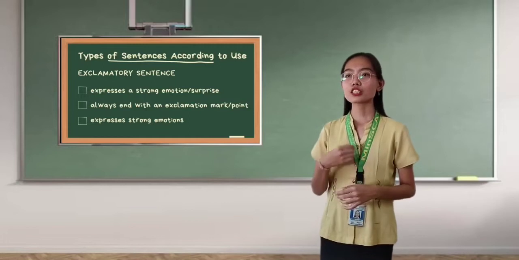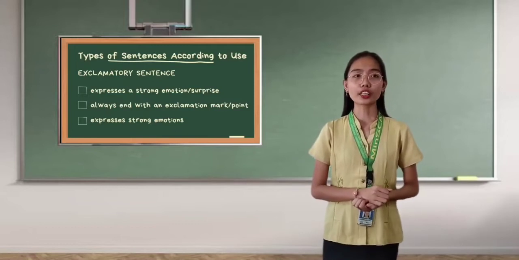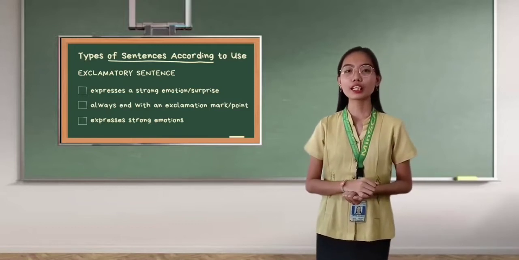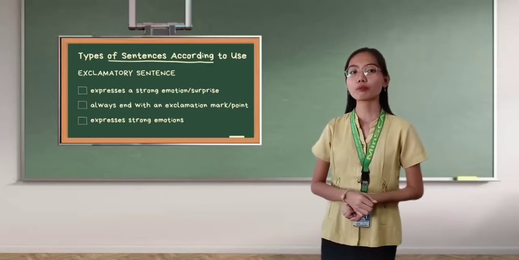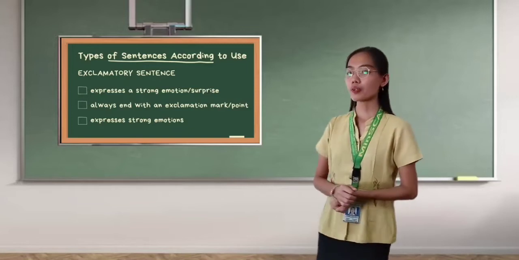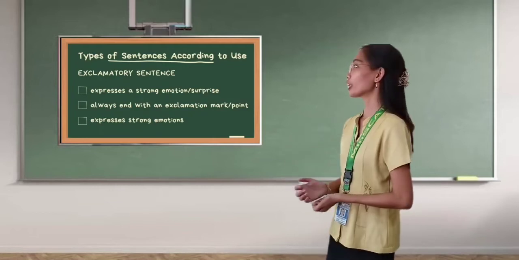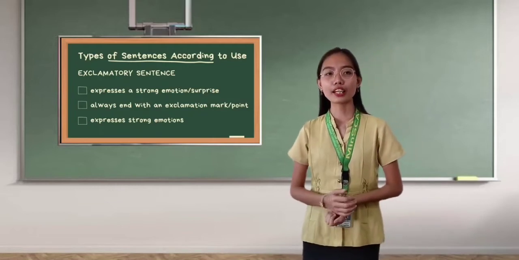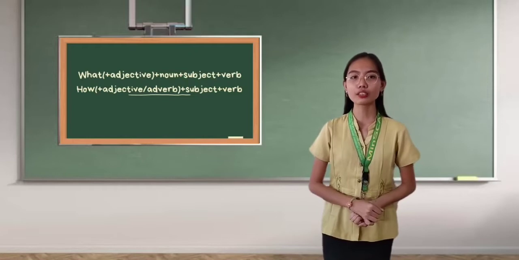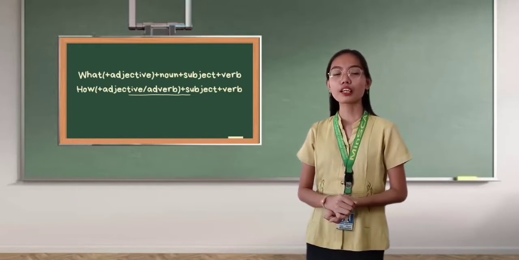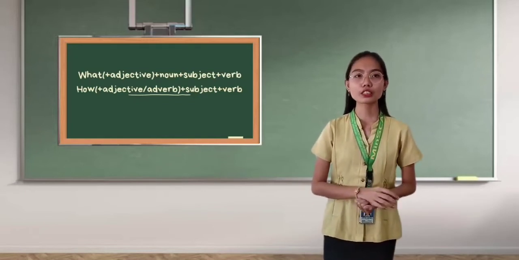It expresses a strong emotion. They are similar to declarative sentences in a way that they also provide information, but they end in an exclamation point instead of a period. So the usual word order for the exclamative or exclamatory sentence is what plus adjective plus noun plus subject plus verb, and how plus adjective or adverb plus subject plus verb.